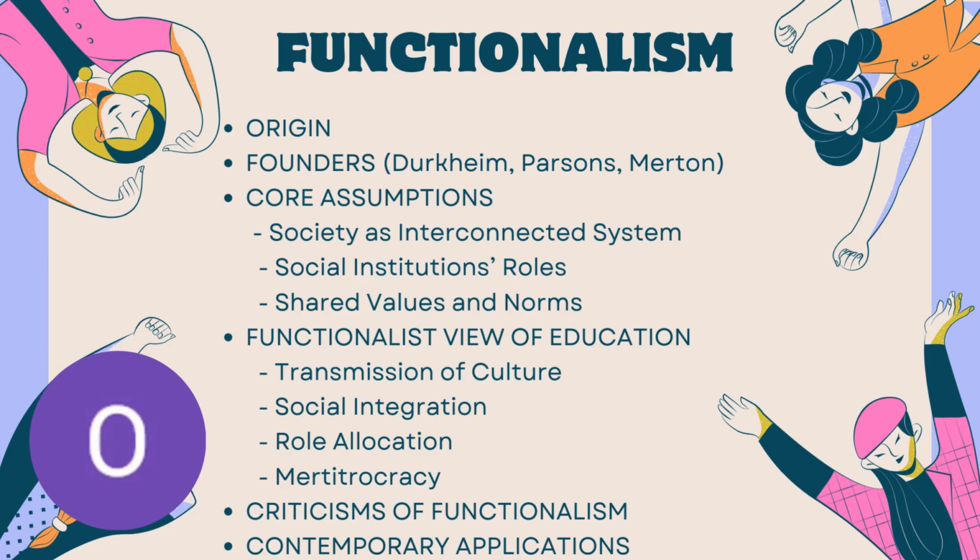This process of role allocation helps to match individuals with the roles and positions that best suit their abilities and interests, and to ensure that the most talented and capable individuals rise to positions of leadership and authority. From a functionalist perspective, this meritocratic process helps to ensure that the most qualified individuals are placed in the most important roles, thereby contributing to the overall efficiency and effectiveness of the social system.